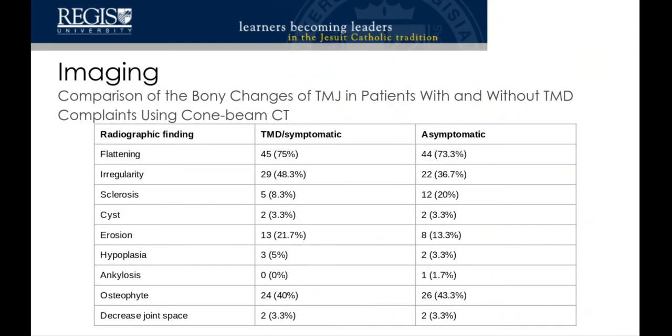This is a different study, but with pretty similar conclusions. They used a cone beam CT scan, so really specific, really detailed bony images. Similarly, they had age-matched groups, an asymptomatic group and a symptomatic group. And you can see these numbers here, as you go down the table, are very similar. And so just because it's there doesn't mean it's a problem.